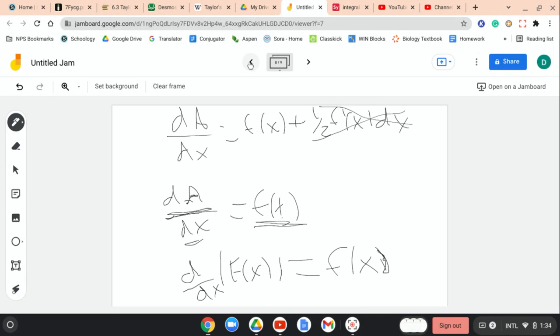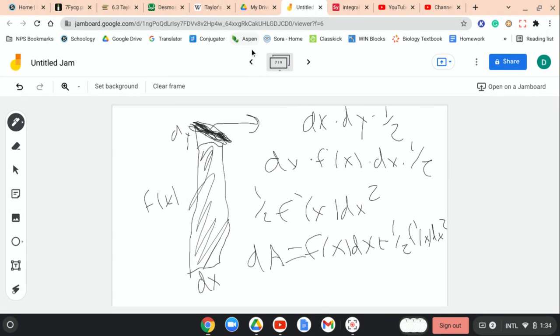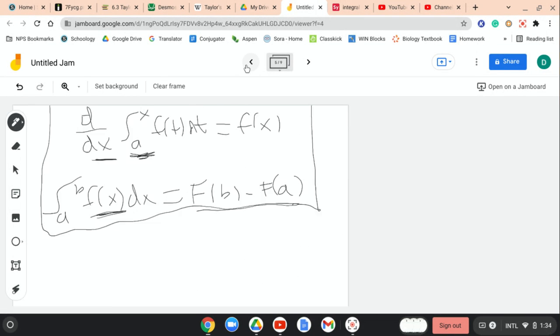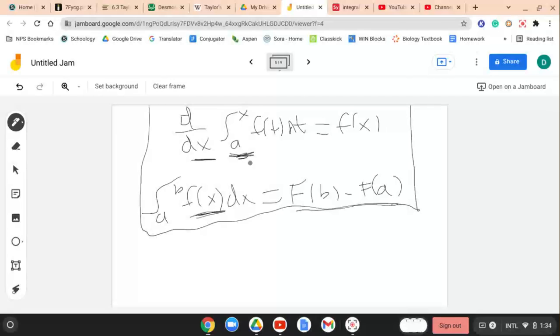So if we go back to our original point here, it tells us that the derivative of the integral function is equal to the function. And that's literally what we just proved. It says the derivative of the area from a to x under f of x is equal to f of x. And then the next part tells us that if we want to find the area under the curve of f of x from a to b, we take the antiderivative at b and subtract the antiderivative at a.